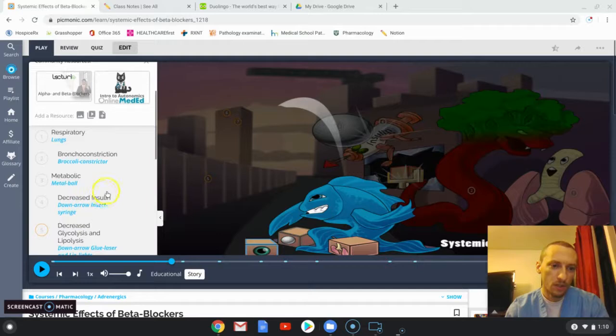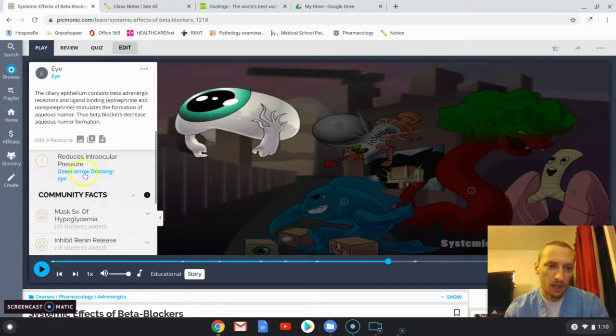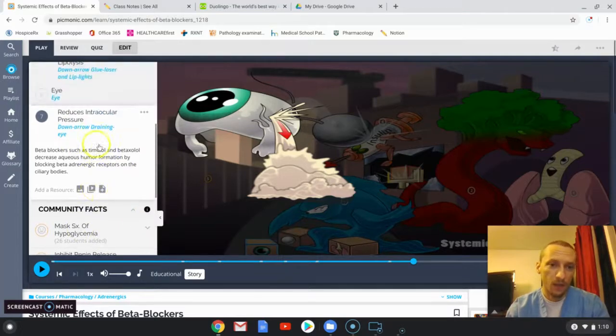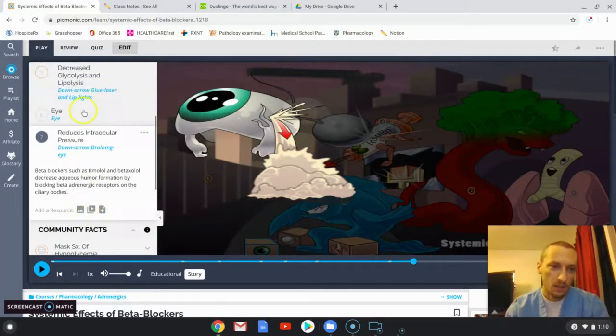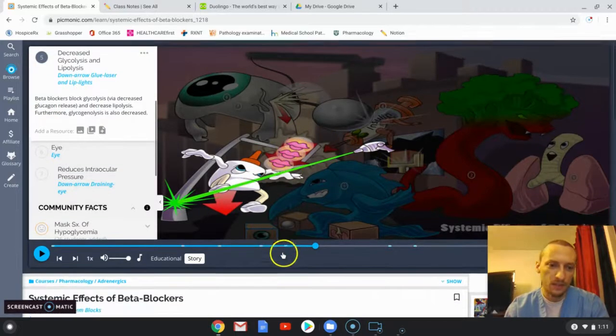And you can click on the different characters and find out more about them. It'll have a little readout about the character and why they're there and what that means. Like this one, the down arrow, glue laser, and lip lights is decreased glycolysis and lipolysis. Anyway, it's just kind of cool little memory aids. You can associate the pictures with the facts.